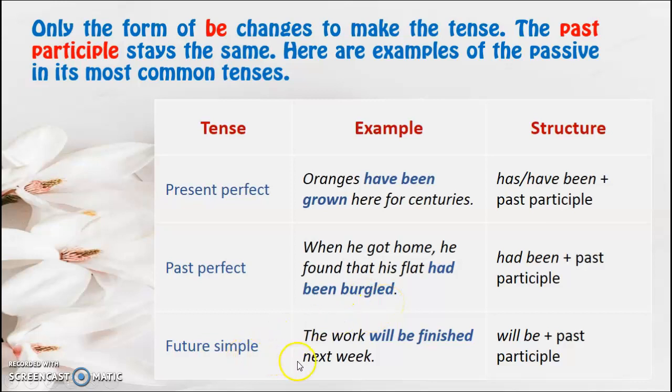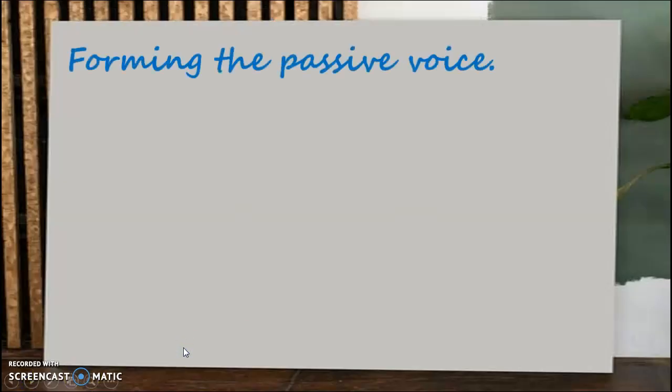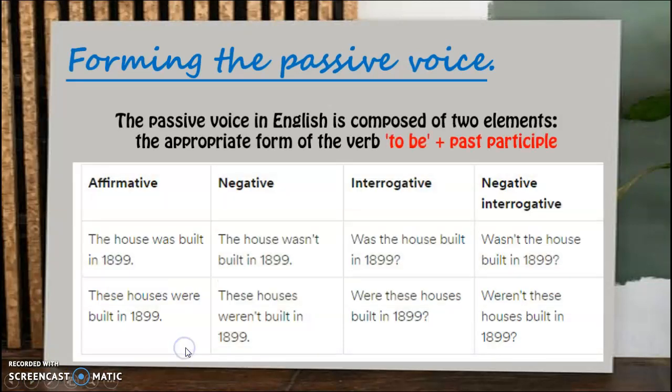Also, in the future simple, the work will be finished next week. Will is the future, be is the verb to be, and finished is the past participle. We may form the passive voice in all the forms, for example, affirmative, negative, interrogative, and negative interrogative.